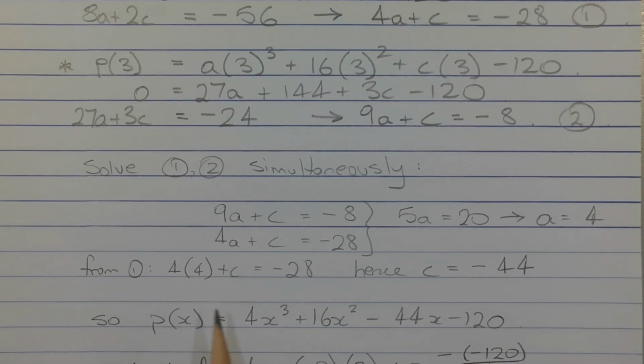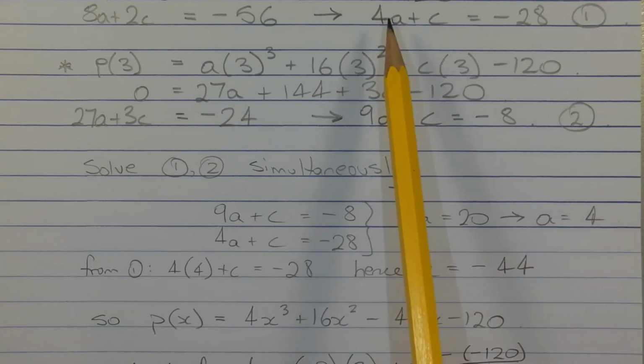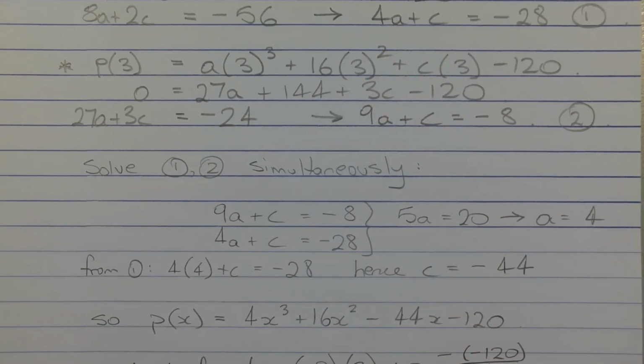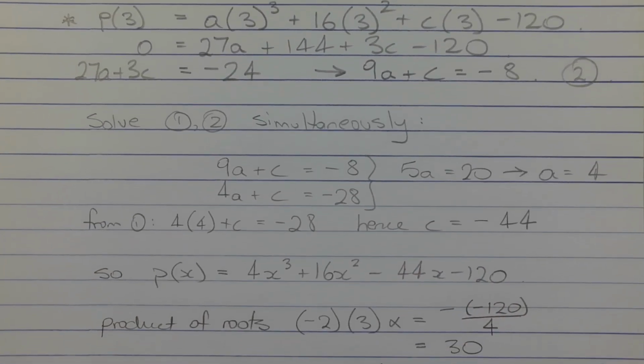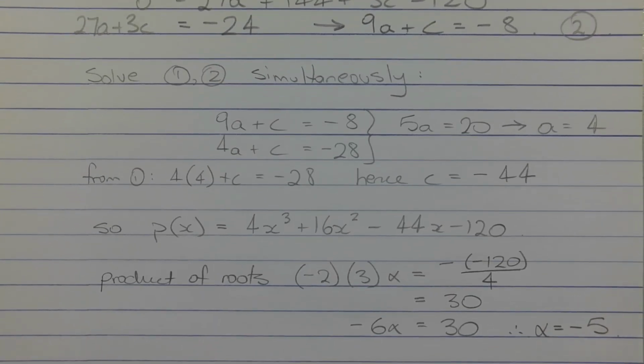Now from equation number 1, so that's this equation here, I'm going to substitute the value of a that we just found, so we can find the value of c. So 4 times 4 plus c is equal to -28, hence c is equal to -44. So p of x is equal to 4x cubed plus 16x squared minus 44x minus 120.